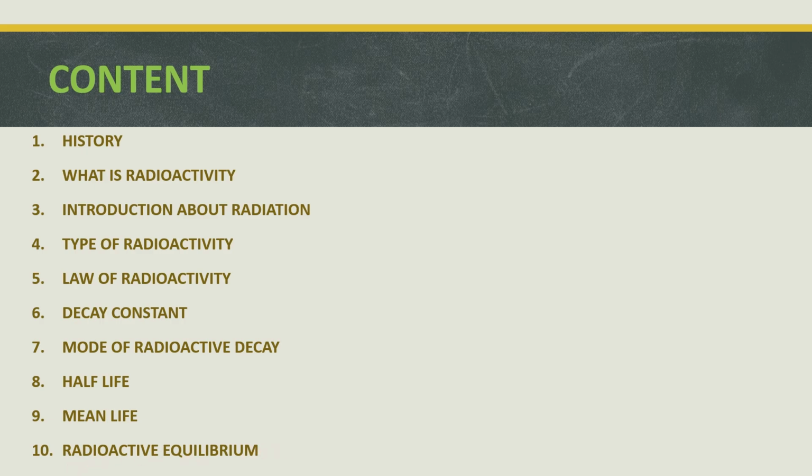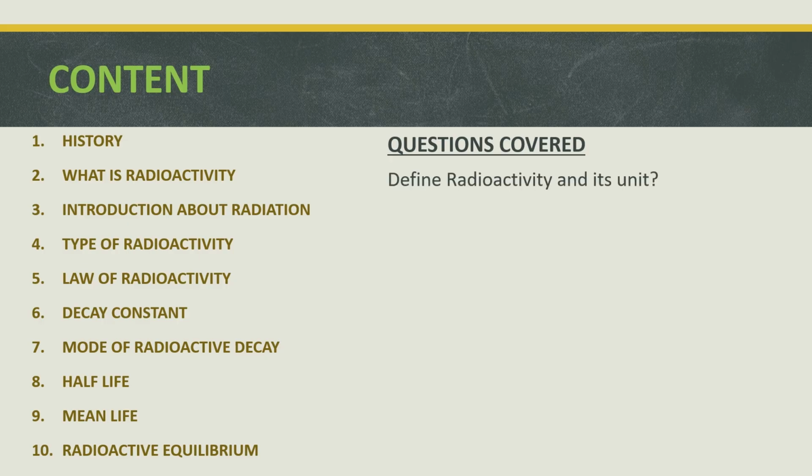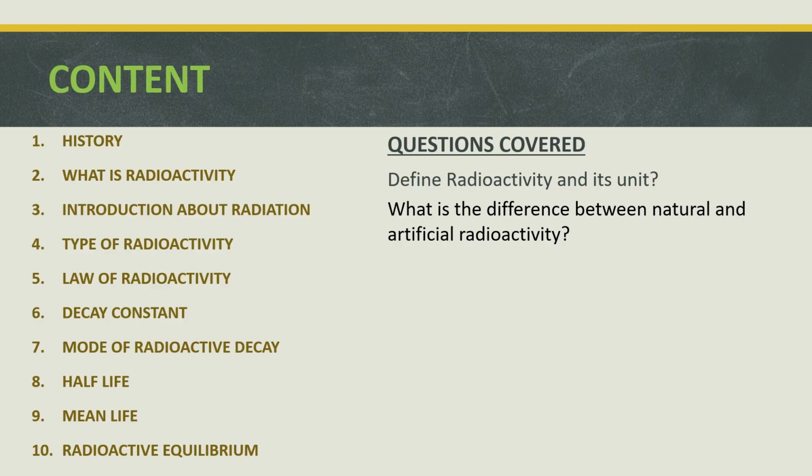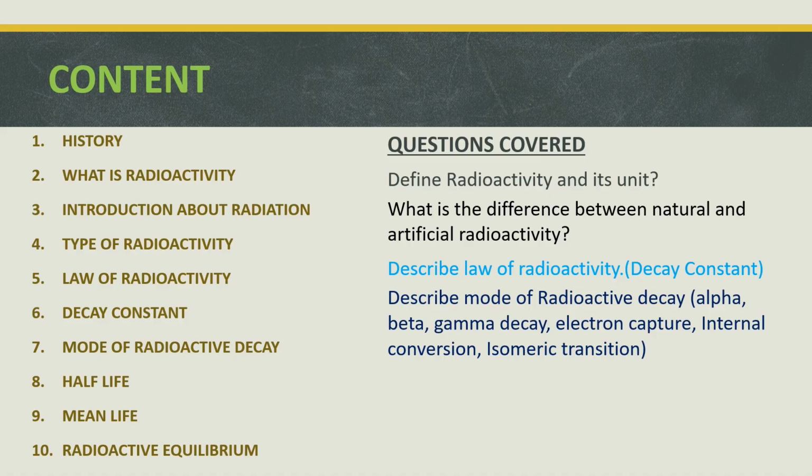In this topic, we will also cover these questions. First, define radioactivity and its unit. What is the difference between natural and artificial radioactivity? Then describe the law of radioactivity, where we will describe the decay constant. Describe the mode of radioactive decay. There we will discuss alpha, beta and gamma decay, electron capture, internal conversion, and isomeric transitions. Explain half-life and mean life. Define radioactive equilibrium.